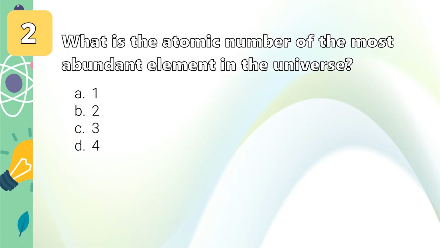Number 2. What is the atomic number of the most abundant element in the universe? A. 1, B. 2, C. 3, D. 4.